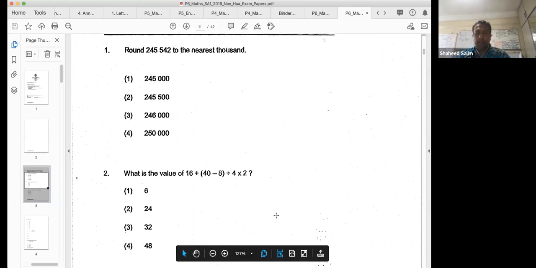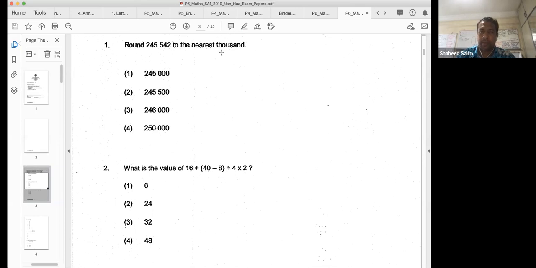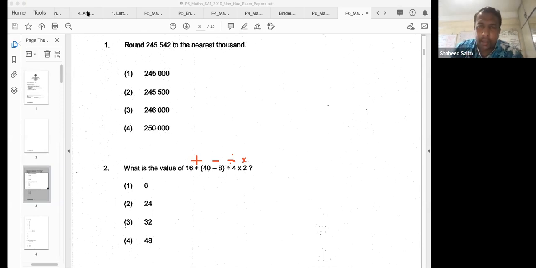Okay, 1 and 2. If you do not know which one is plus, I'm gonna write it down clearly so that you can see. This is divide, this is plus, this is minus, and this is times. Okay, keep score of how many points you get. I think it's 1 point for the first few questions.